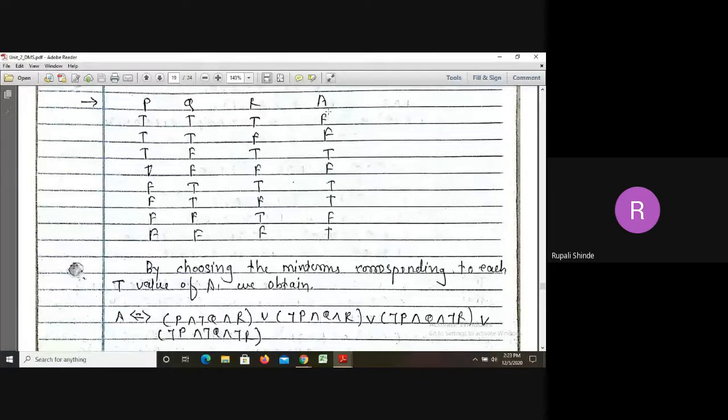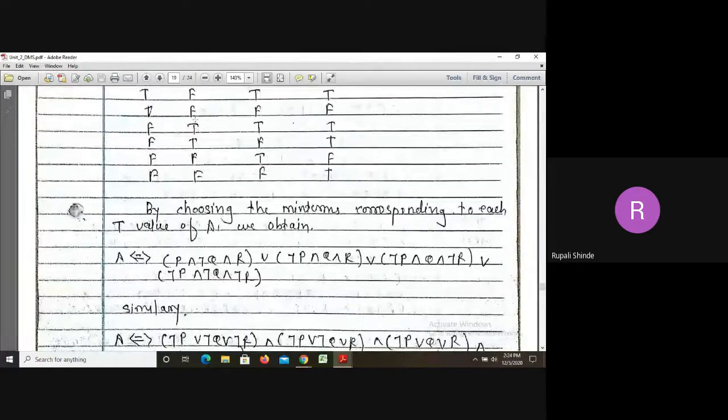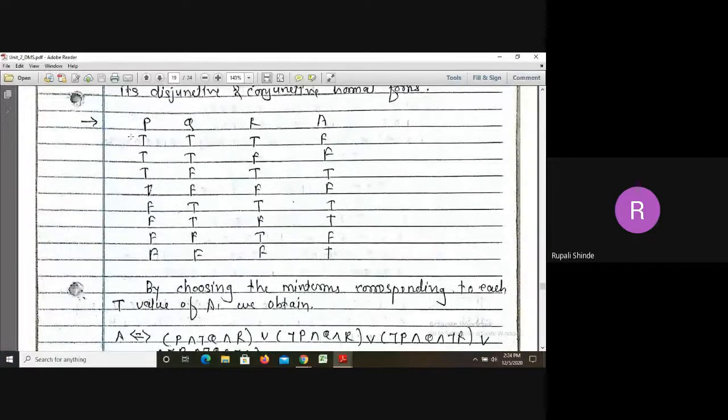Now check here, for this first F, values of P, Q, R are all T. That is true, that is T. So for this we can write the max term as negation P or negation Q or negation R. Why did we take negation? Because the value is T. If it is T, we have to take the negation, otherwise the original form. So this is exactly opposite to PDNF.